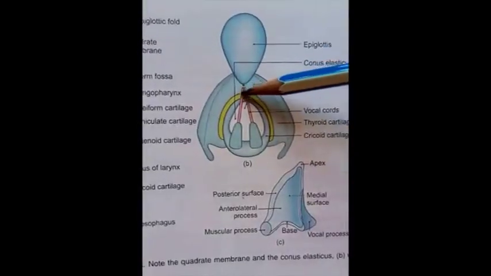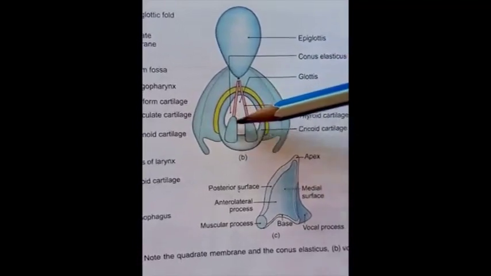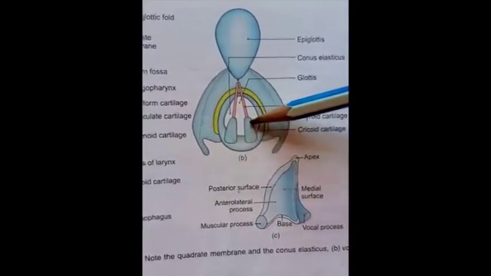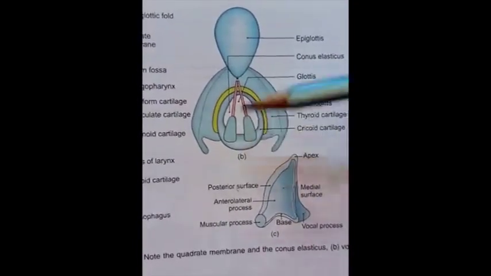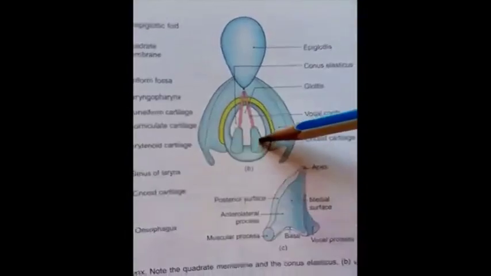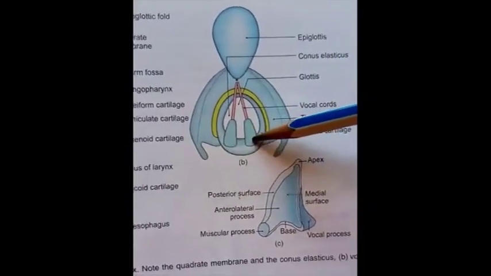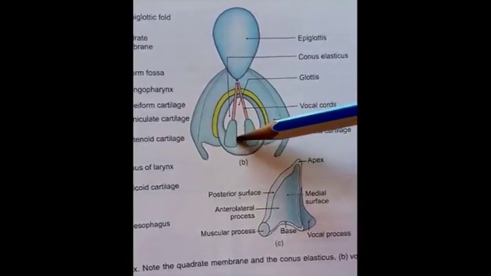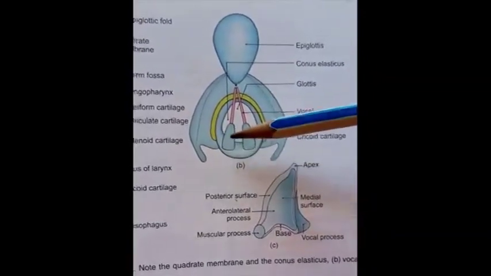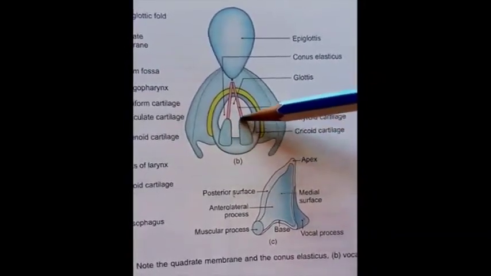Rima glottidis is present between the two vocal cords anteriorly in this area, but it also extends backwards between the vocal processes of the two arytenoid cartilages. Rima glottidis is limited posteriorly by an interarytenoid fold of mucous membrane. That means mucous membrane is also covering these processes of the arytenoid cartilage. That is the fold of mucous membrane present between these two processes.